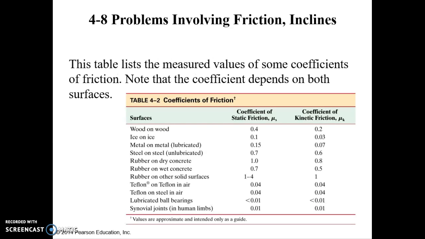Below is a table of different coefficients of friction for static and kinetic. The coefficient of static friction is at its maximum value right before the breaking point where the object starts to move. Once the object moves, notice that the coefficient of kinetic friction will drop in value.